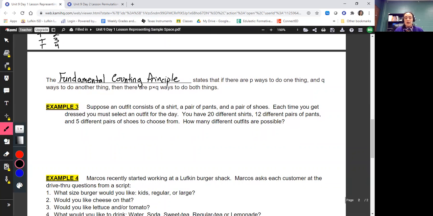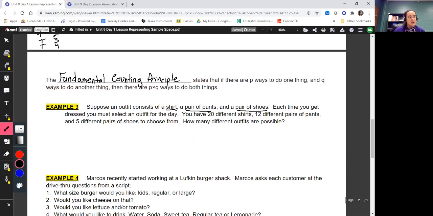Which figures out how many ways or possible outcomes there are for a notably larger sample space. So one example using the fundamental counting principle is choosing an outfit. Let's say that an outfit consists of a shirt, a pair of pants, and a pair of shoes. So that's our definition for an outfit for this problem.